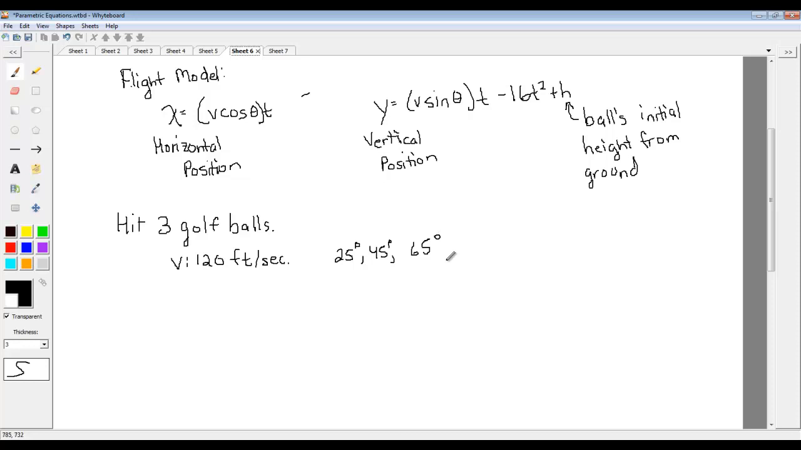And we're going to analyze what's happening here. Assuming the ground is level, we're going to figure out which ball travels the greatest distance, and we're going to estimate that distance. And we're also going to figure out which ball goes the highest, and we're going to estimate that height.